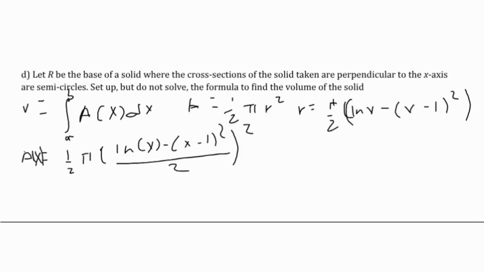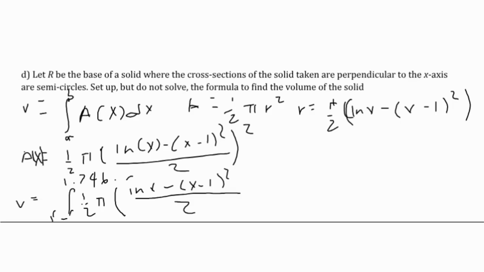So to get the volume, we would just do from the same bounds as earlier, that won't change, 1 to 1.746 of A of x. So that's just 1/2 pi times ln of x minus (x minus 1) squared over 2, squared, dx. And that would be your answer.